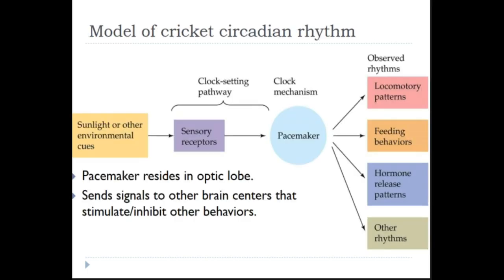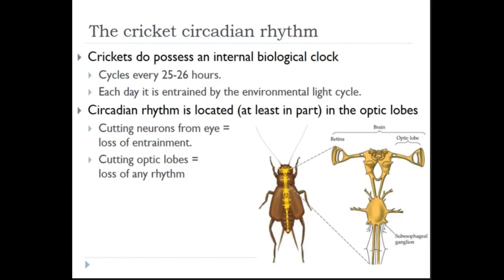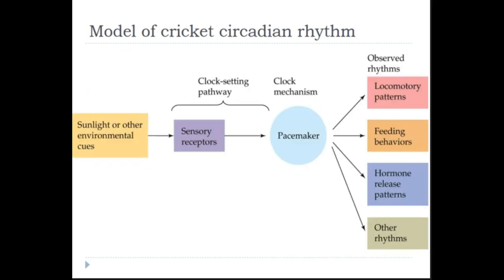So by cutting out the neurons, is it that they're not receiving the sensory information, which is why they use entrainment, and then the optic lobes, that they're not getting the messages? Yeah, so this first bit where you're cutting neurons from the eye, you're just losing the sensory. So you're cutting here, and you're not getting to the pacemaker.